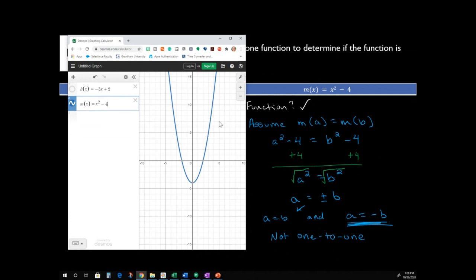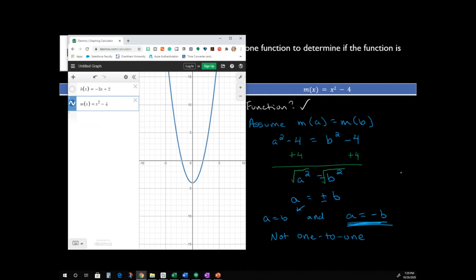You can see, if I picked this value right here, it only hits it once. But any other point that I pick, I'm going to hit the graph twice if I draw a horizontal line. So it fails the horizontal line test because there are multiple x values for the same y. And so that means it's not one-to-one, and that's how we got this a equals plus or minus b, because there are two different values that give the same y.